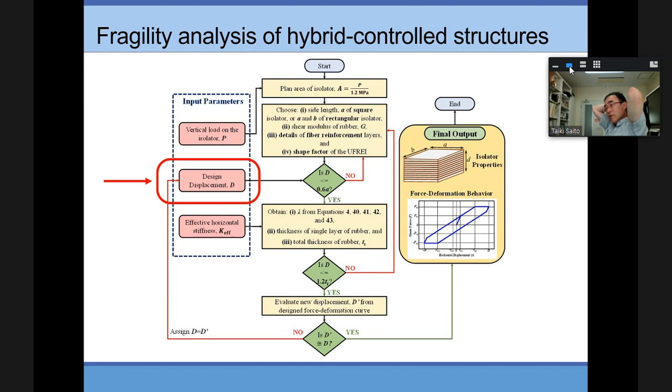So it means you use equivalent damping and equivalent stiffness. So it means you want to use response spectrum instead of time history analysis.